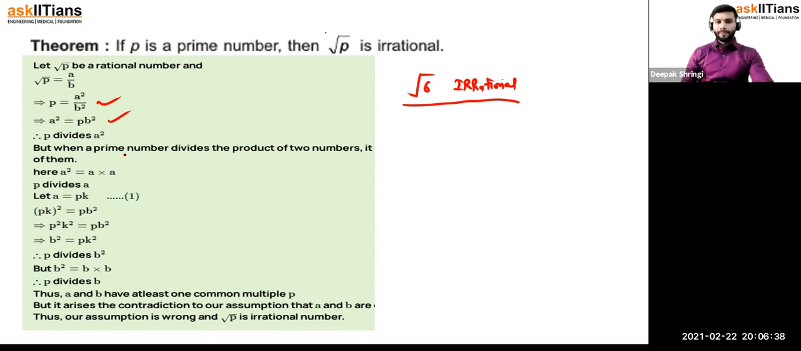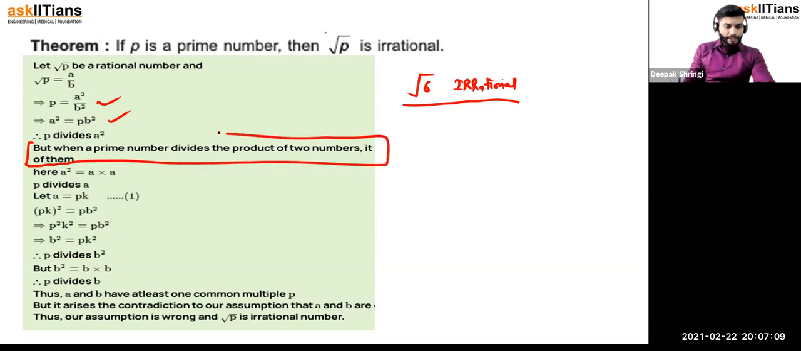Now a is a prime number because we know a and b are co-prime when we are writing root p equals a by b. Okay. Think about that now. What is a square? A square is a into a, right? It is a product of two primes. If it is a product of two primes and p is dividing a square, that means p will divide a as well, right? What I'm trying to say is, just read the statement. When a prime number divides the product of two numbers, it divides one of them.